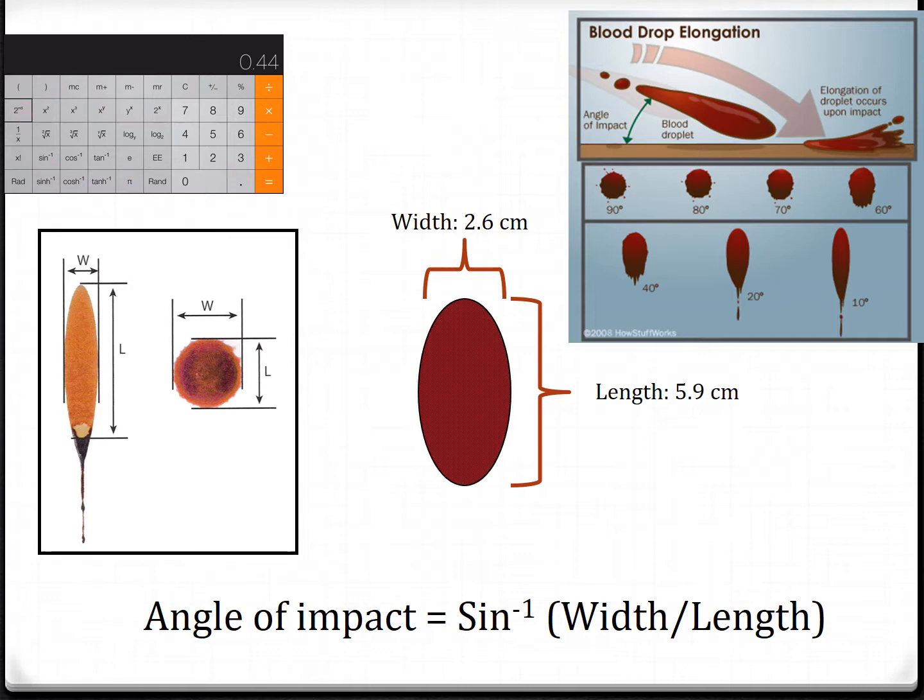Okay, now let's say I've got a blood drop. The width is 2.6 centimeters. So from the fattest point, we got 2.6 centimeters. The length is 5.9 centimeters. Whenever you're doing this calculation, you're going to want to do this in centimeters or millimeters.